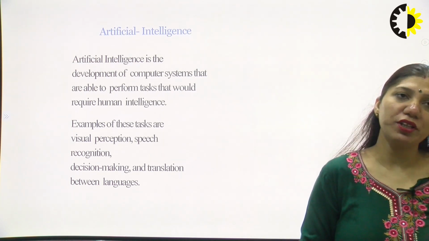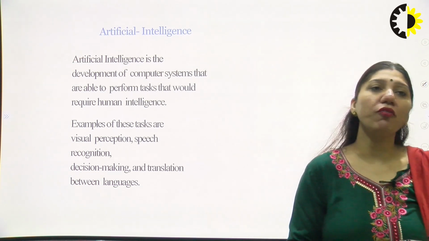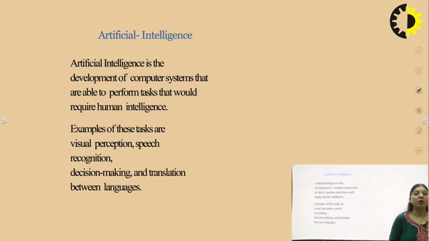Now we are coming to the definition of AI. What is AI? It is the development of computer systems that are able to perform tasks that would require human intelligence. Definitely without humans we cannot do anything. We need a human. Humans are much better, they can do anything. We are training the machines to do that work.